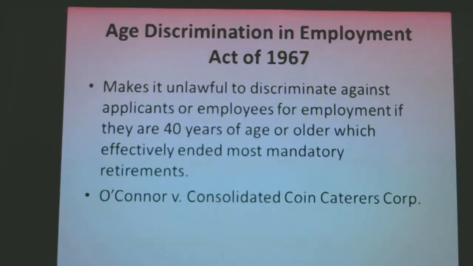The Age Discrimination in Employment Act of 1967 makes it unlawful for employers to discriminate against applicants or employees if they are 40 years of age or older, which in turn put an end to most mandatory retirements. In the O'Connor versus Consolidated Coin Caterers Corporation case, the United States Supreme Court ruled that it is unlawful for employers to replace employees over 40 years of age with employees that are significantly younger but are still 40 years of age or older. A good example of this would be an employer replacing all of their employees who are 60 years of age or older with employees who are in their early 40s.